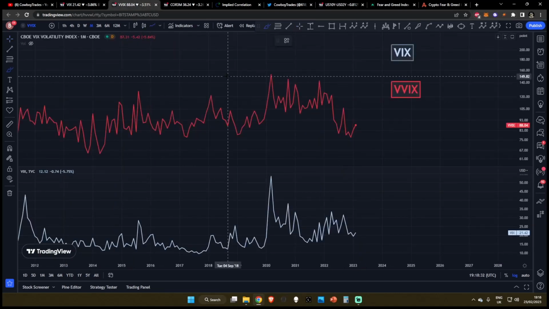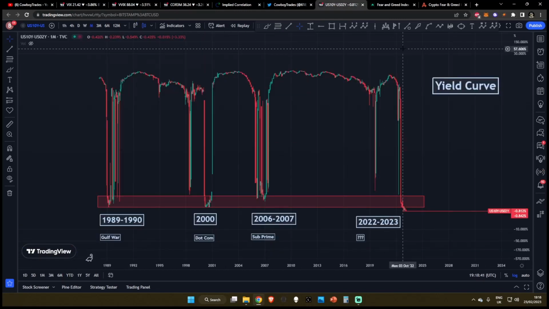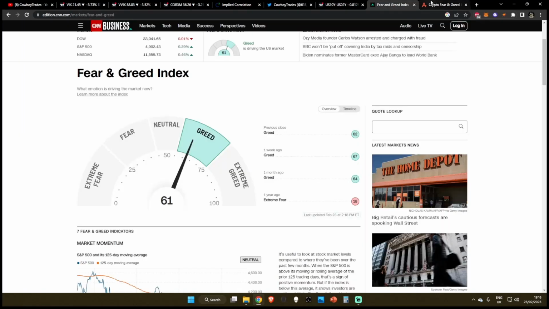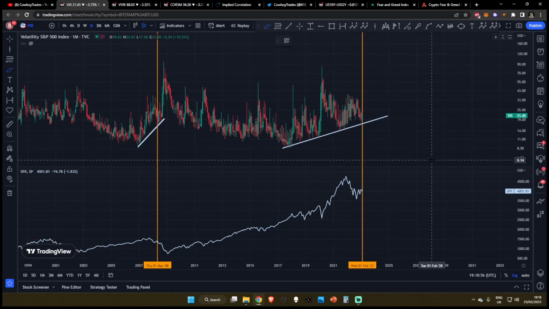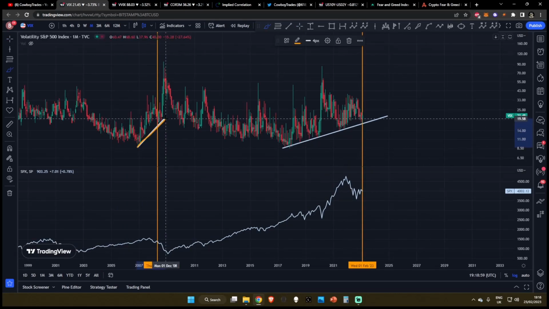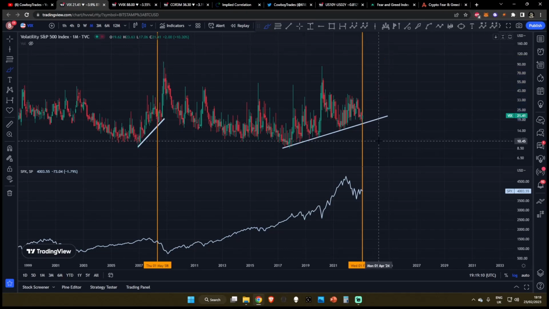You've got your VIX and your VVIX heading up in the lower time frames. You've got your CBOE implied correlation on multiple time frames telling us that volatility is going to return to the markets. You've got your yield curve, basically bond market traders predicting another recession. You've got greed taking over in the markets. And looking at how the VIX has previously responded when traders start pricing in more volatility coming into a bear market, these last touch points on this trend line imply one final blow off top for the VIX, which we have not seen at this moment in time.